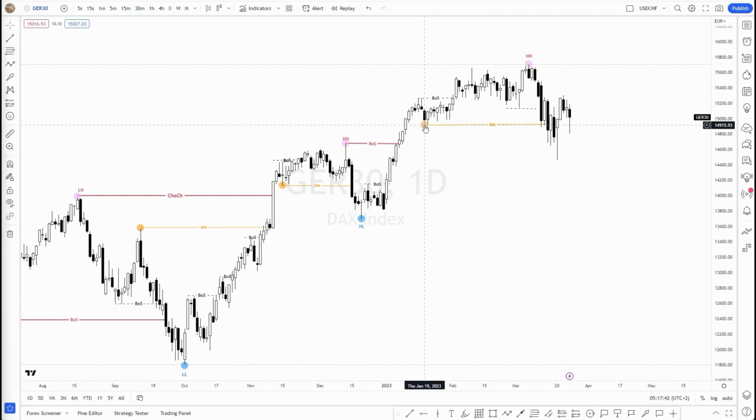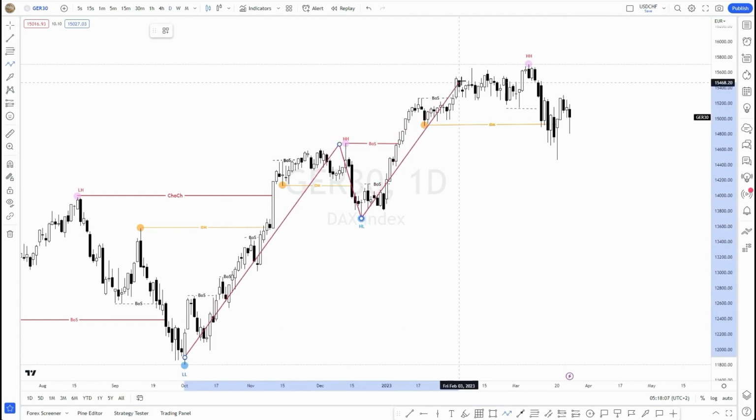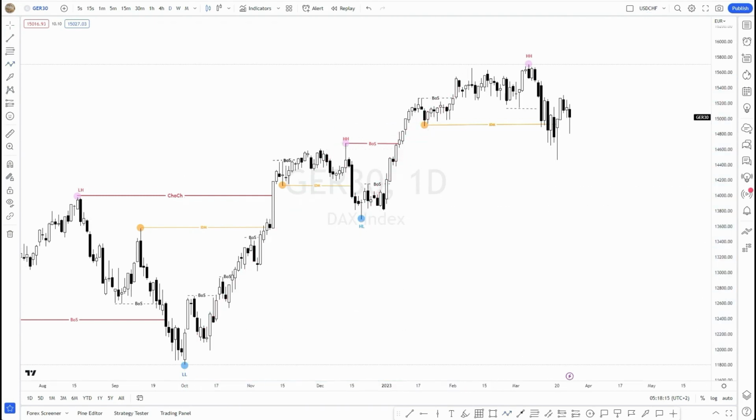Now, once you identify the inducement and it breaks, it is time to start looking for buying or selling opportunities depending on the breakout on the major structure. In this case, I'm looking for a buy because the major structure broke to the upside. Where to buy? From this bearish candle. I use the order block or supply and demand for my entry strategy.